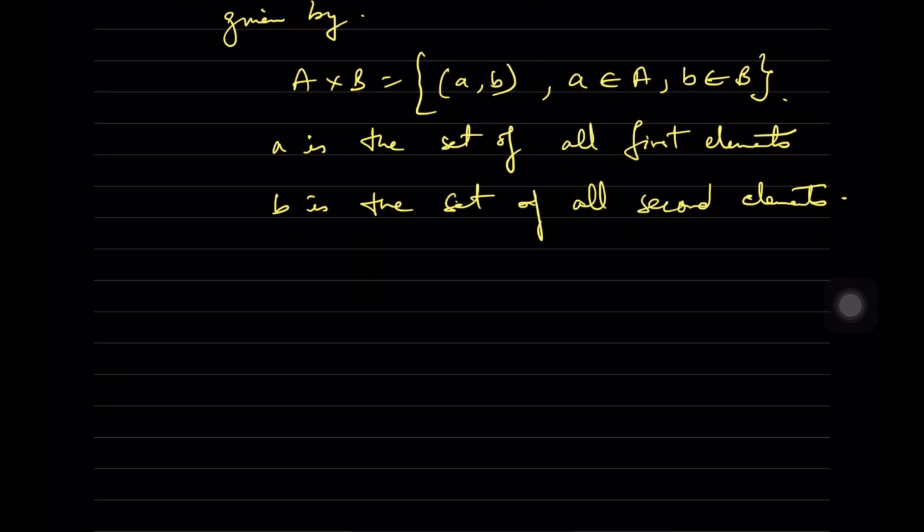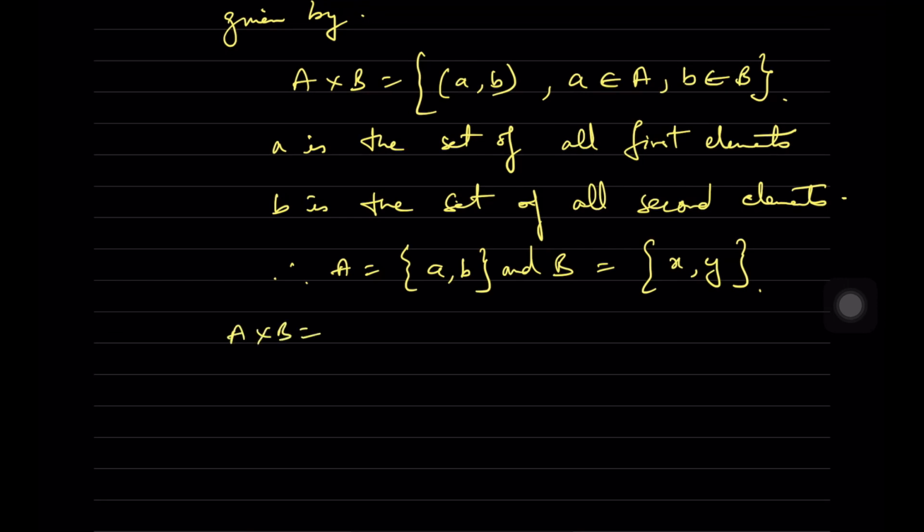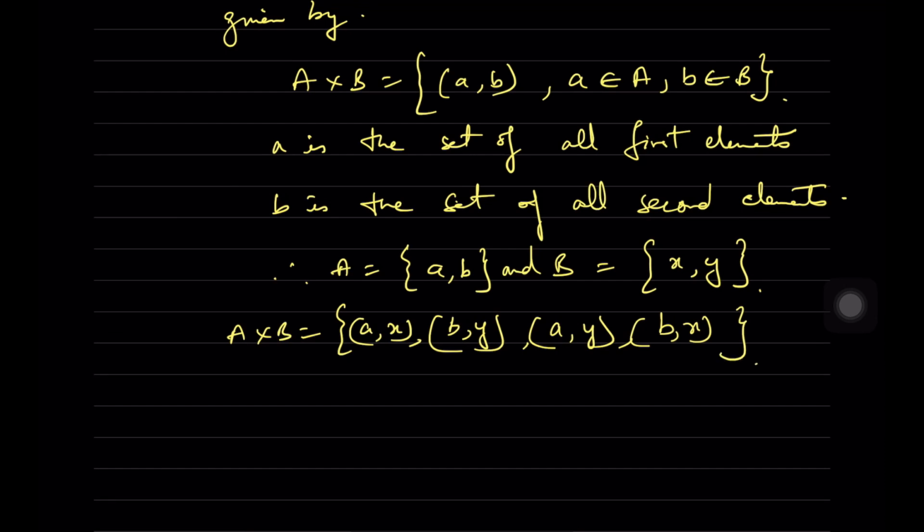Therefore here you will get A is equal to {a, b} and B is equal to {x, y}. So therefore you can see that A cross B is equal to (a, x), (a, y), (b, x), (b, y). These are the four ordered pairs which you get in the Cartesian product of A cross B.